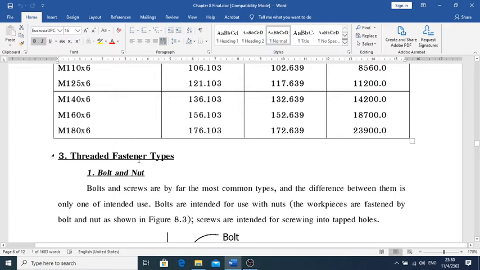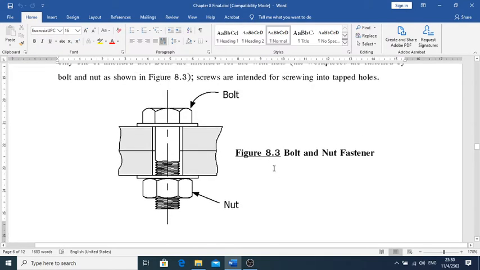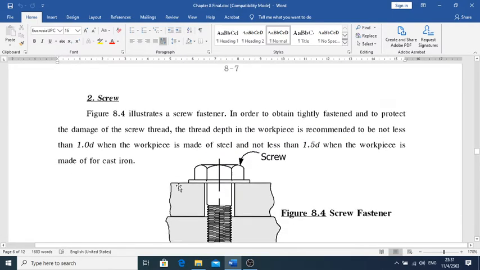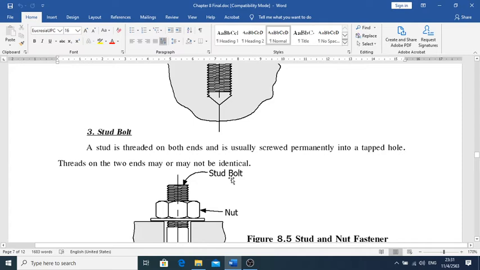Okay, and now the thread form, the thread fastener types. Okay, we have number one, the bolts and nuts. Okay, in figure 8.3, the bolt is going to look like that, and we have a nut. Okay, we have workpieces together, we have a bolt go through, and then we have a nut to fix it on the bottom, things like that. Okay, and then we have a screw. Okay, we have a thread in the workpiece at the bottom there, and then we screw it in.